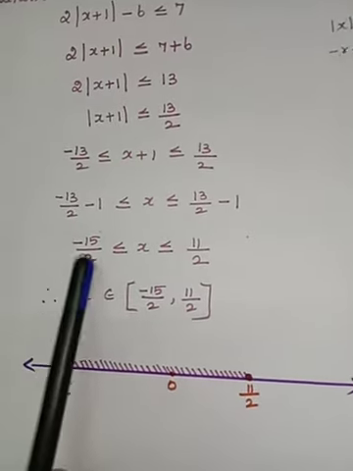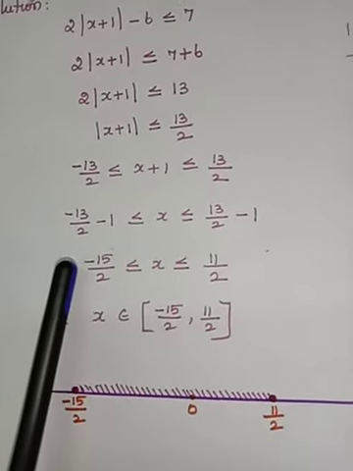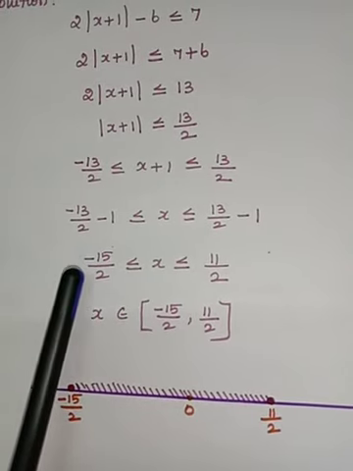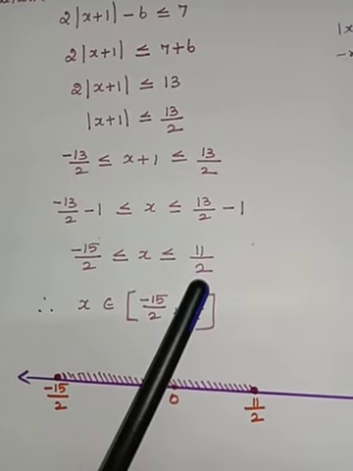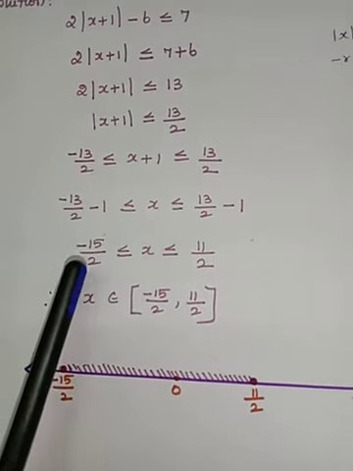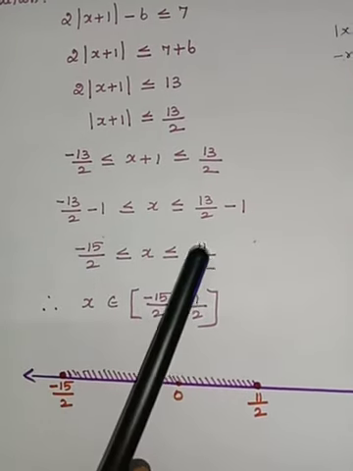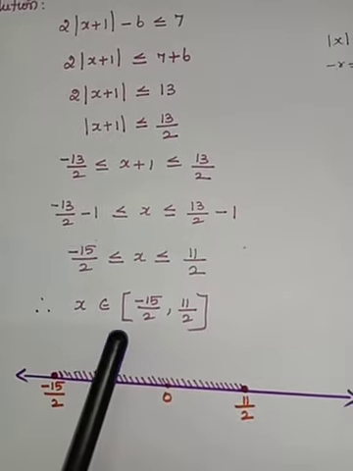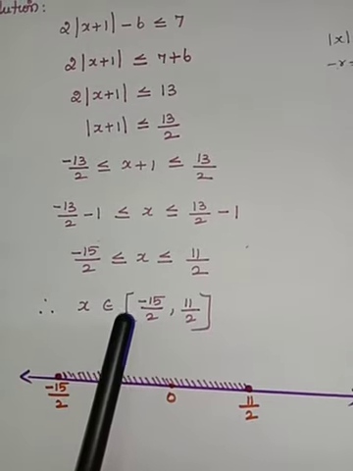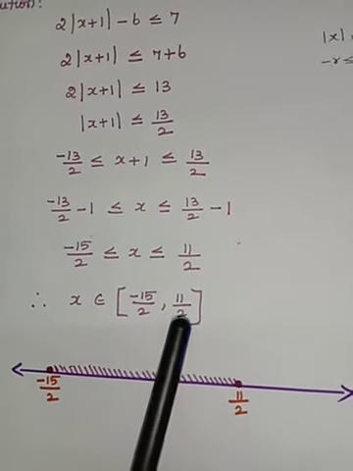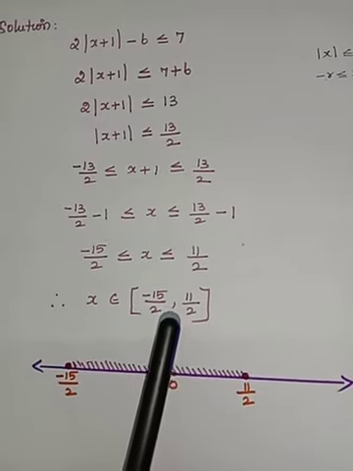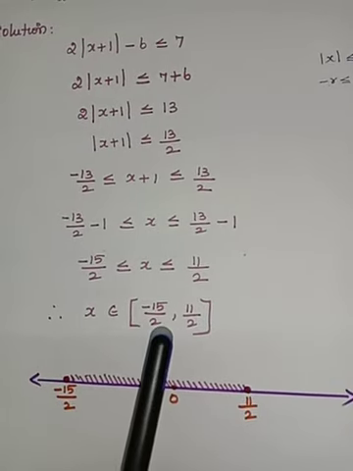See, x is from minus 15 by 2 to 11 by 2. So minus 15 by 2 is also included and 11 by 2 is also included. So you have to use the square bracket. But what is asked? The solution. You have to graph the solution set on a number line.